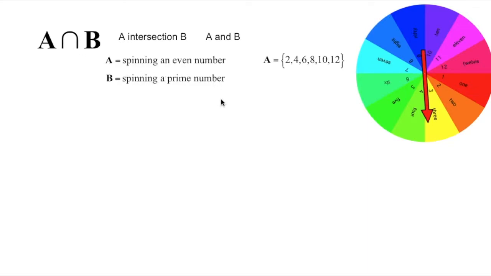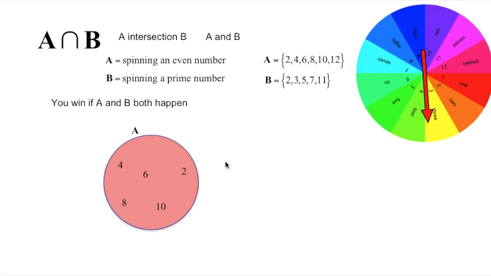Intersection. A intersection B. We could also think of the intersection as and. Same example, A is spinning an even number, B is spinning a prime number. We're thinking you win if A and B both happen. A is 2, 4, 6, 8, 10, 12, and B is 2, 3, 5, 7, 11. You win if A and B both happen. So you can only win if the 2 comes up.